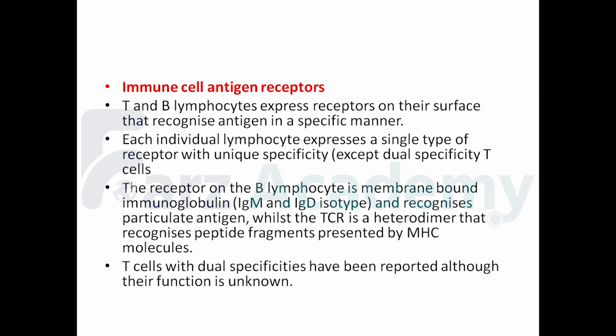Coming to immune cell antigen receptors. T and B lymphocytes express receptors on their surface that recognize antigen in a specific manner. Each individual lymphocyte expresses a single type of receptor with unique specificity, except dual specificity T cells. The receptor on the B lymphocyte is membrane-bound immunoglobulin of IgM and IgD isotype and recognizes particulate antigen, while the TCR is a heterodimer that recognizes peptide fragments presented by major histocompatibility complex molecules. T cells with dual specificities have been reported, although their function is unknown.